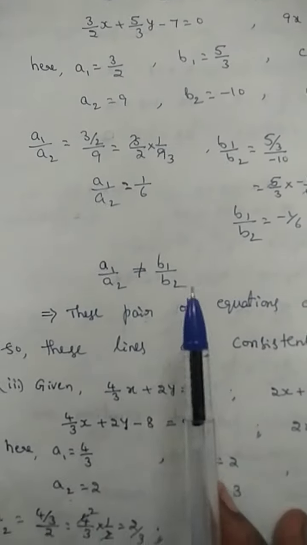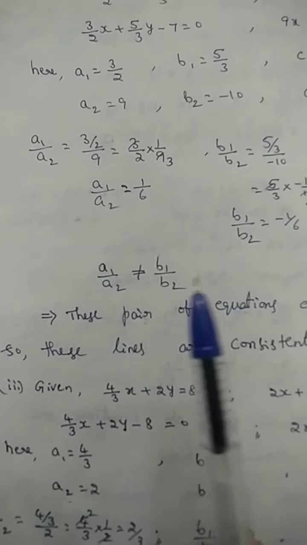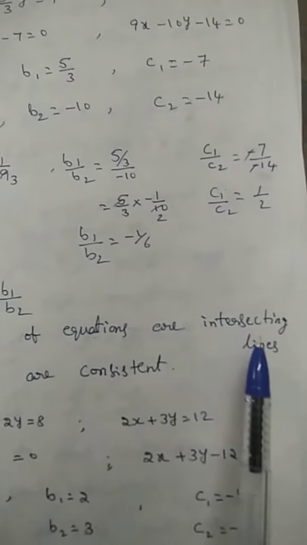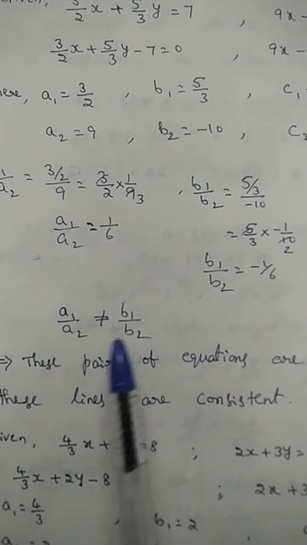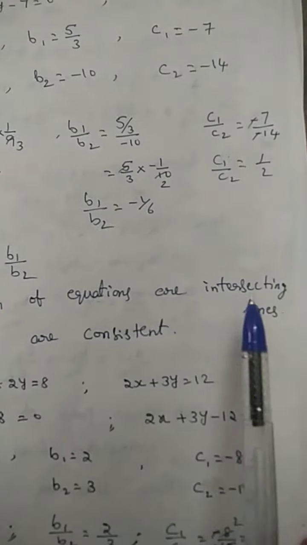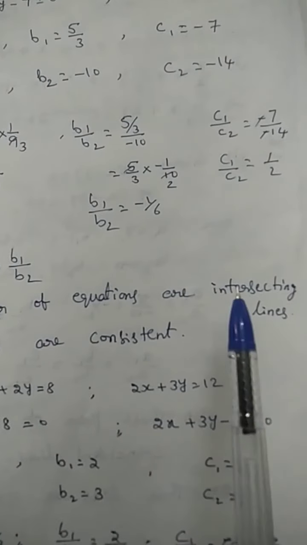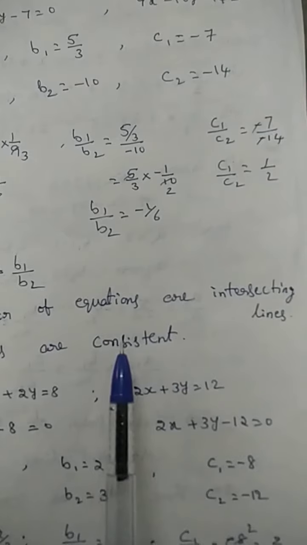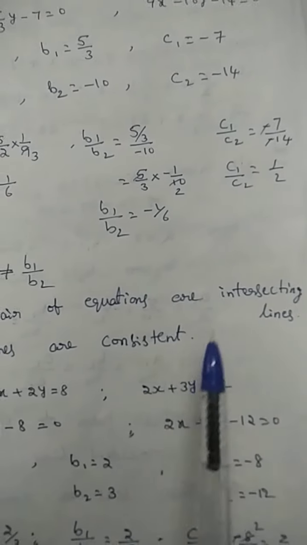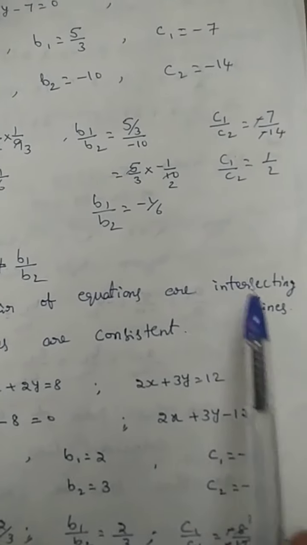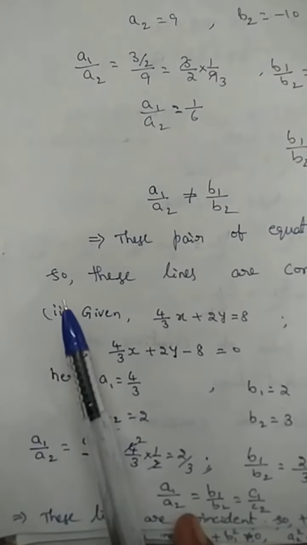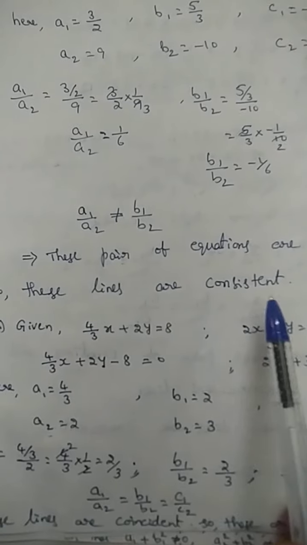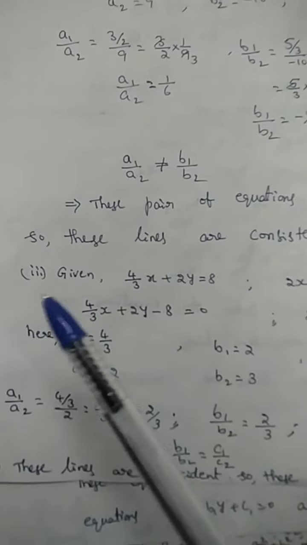If those are not equal, based on the condition, the given pair of equations are intersecting lines. If those are intersecting, then automatically they have a solution, so they are consistent. A solution exists, so those lines are consistent, intersecting lines. So these lines are consistent.